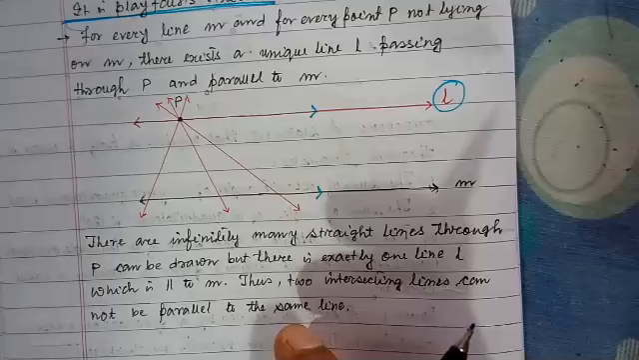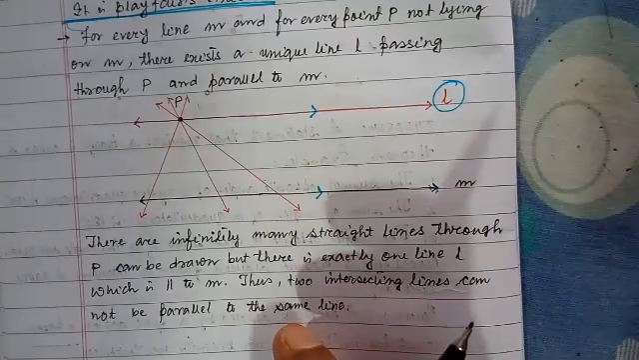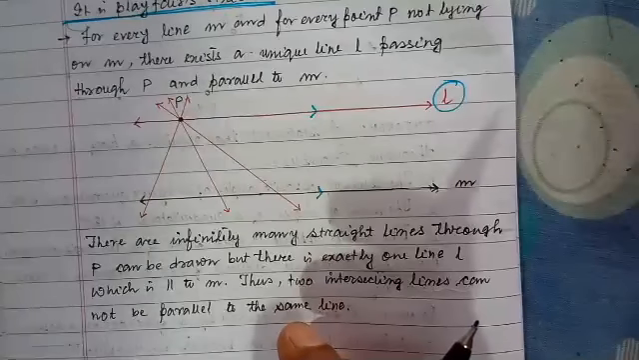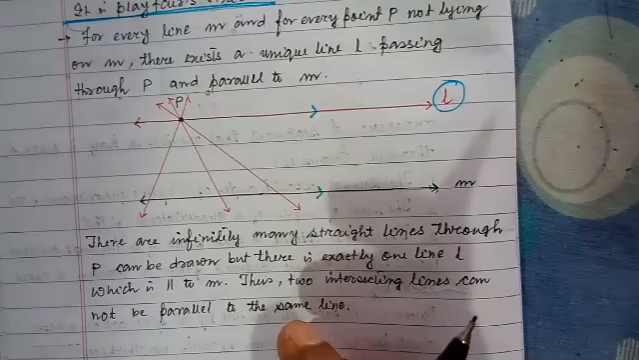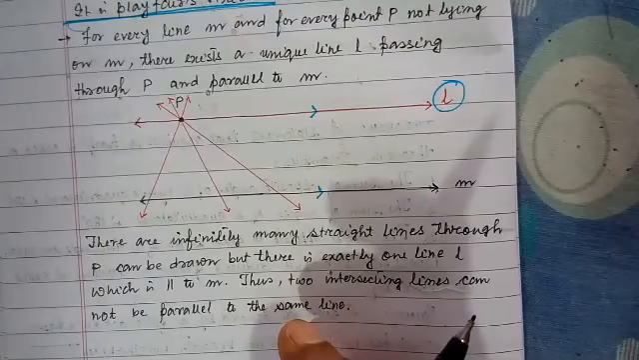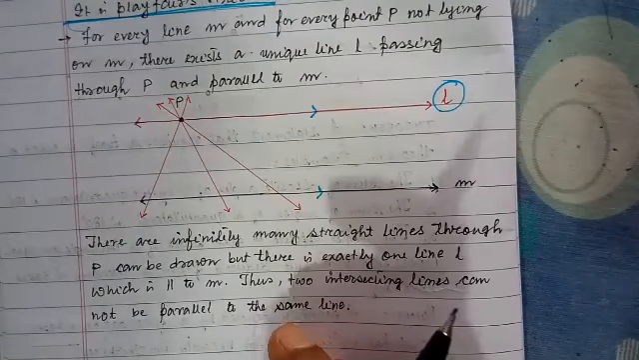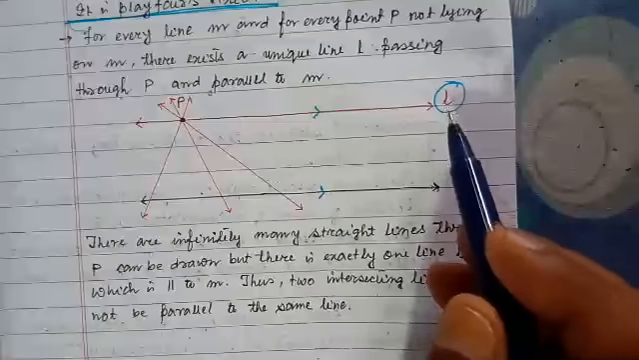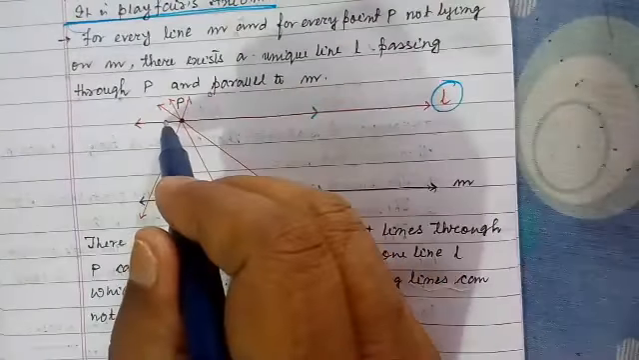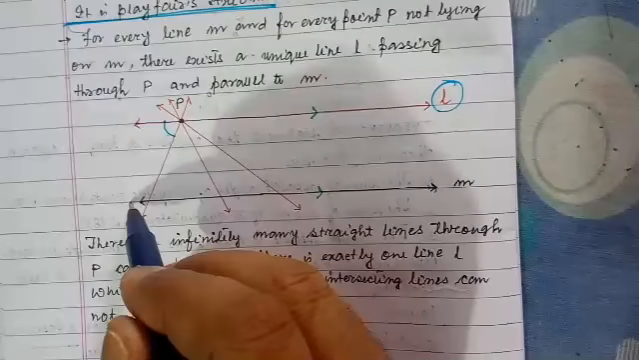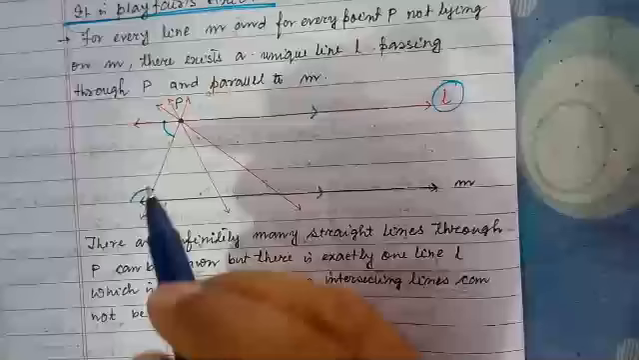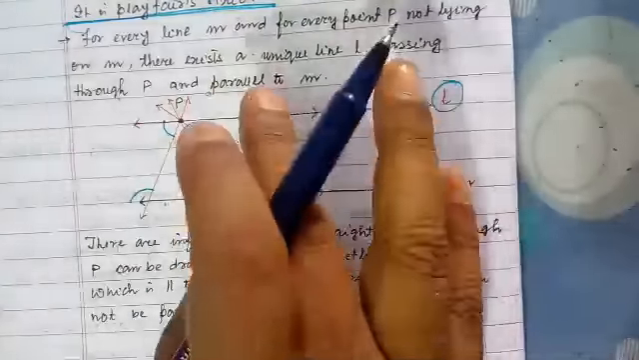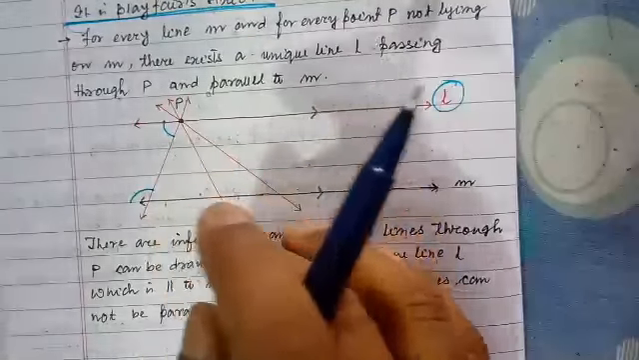Two lines are said to be parallel if the sum of interior angles on the same side of the transversal, that is the line which cuts them, is equal to 180 degrees. From here we can say that as L and M are parallel, the sum of this angle plus this angle is exactly 180 degrees. That is why they are parallel to each other.